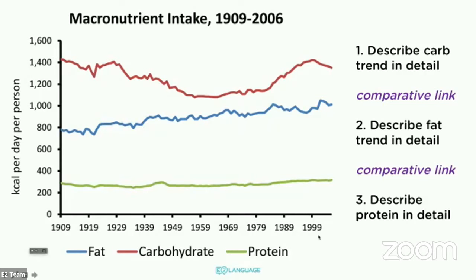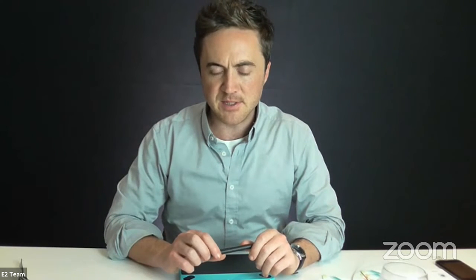Okay, let's have a look at your sentences. How is it looking? Okay. According to the graph, the carbohydrate consumption was just over 1,400 kilocalories per day and showed fluctuation until reaching a peak in 1999 before decreasing again. Good, well done, that's looking good. Overall, yes. Okay, good. Keep it up, keep it up.